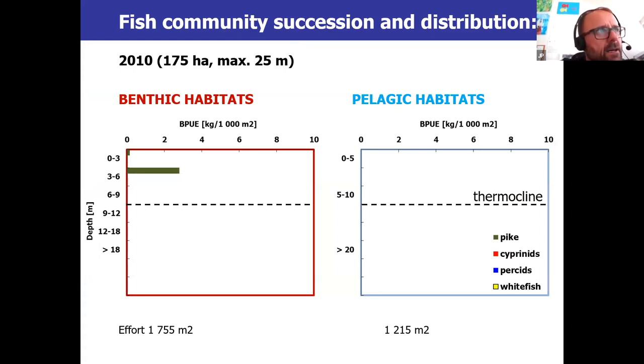So here I'd like to show you on slightly different charts what happened. Here we have different representation for benthic habitats and pelagic habitats. In 2010, the first year of our survey, we reported only pike in quite shallow habitats. The dotted line here represents the thermocline. So warm waters here, cold waters here, and here the same.